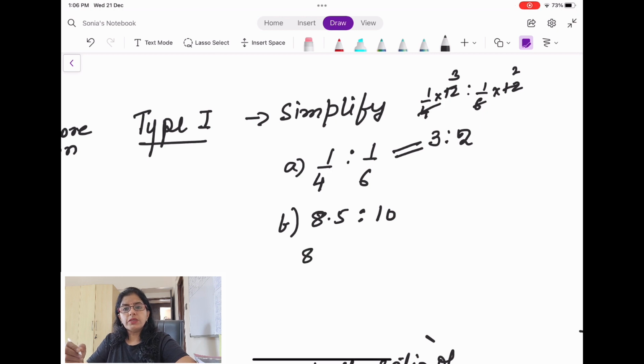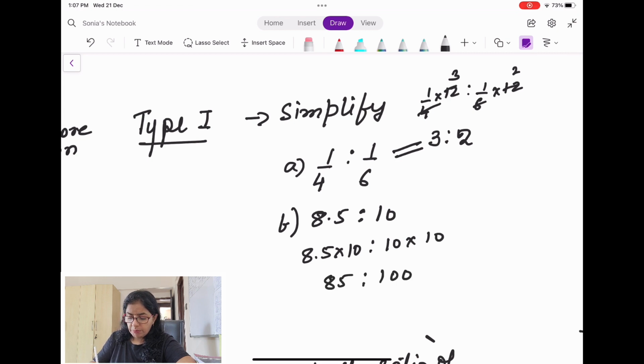Similarly, in the case of decimals, you multiply both sides by 10. There is one decimal place, that's why I am multiplying by 10. So this becomes 85 is to 100. Now you reduce it to its lowest terms by dividing by the common factor. We can see it's divisible by 5. So we divide by 5 and get 17 is to 20. That's the simplified form of the B part.